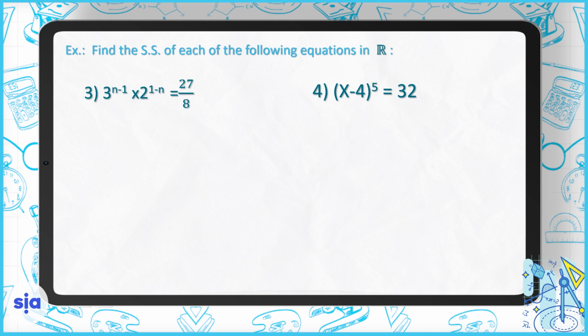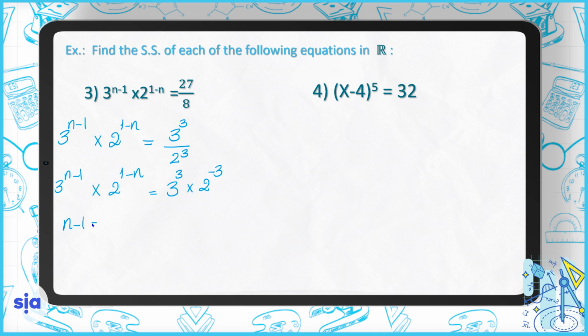Question 3, 3 to the power of n minus 1 multiplied by 2 to the power of 1 minus n equals the 27, which is 3 power 3, over the 8, which is 2 power 3. So 3 power n minus 1 times 2 to the power of 1 minus n equals 3 power 3 multiplied by 2 power negative 3. You either take the 3 or the 2. So for the 3's, the n minus 1 is equal to 3, then n equals 4.